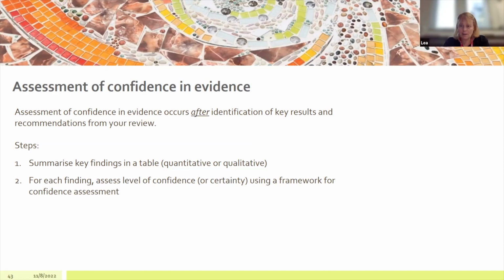So you would summarize key findings, whether they be qualitative or quantitative, and for each finding you would undertake a process to put a level of confidence or certainty on that using some sort of framework for confidence assessment.